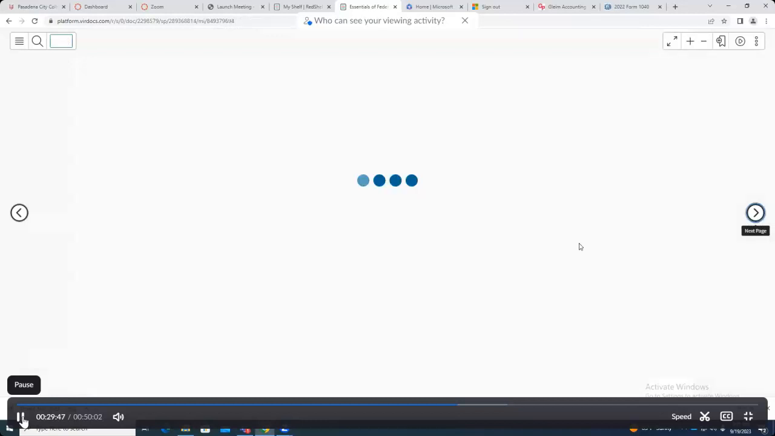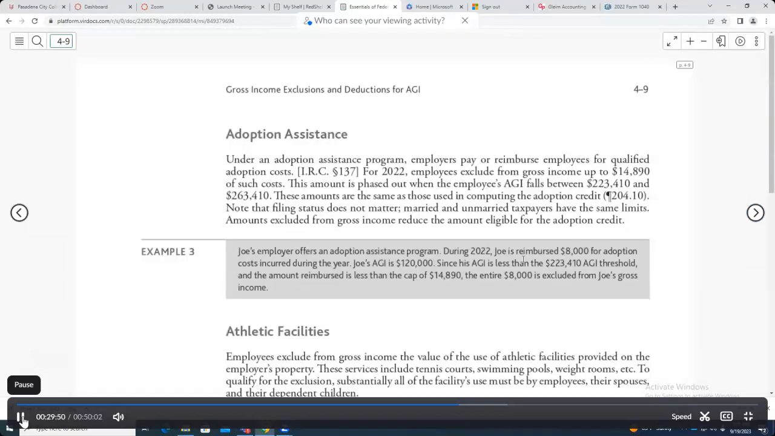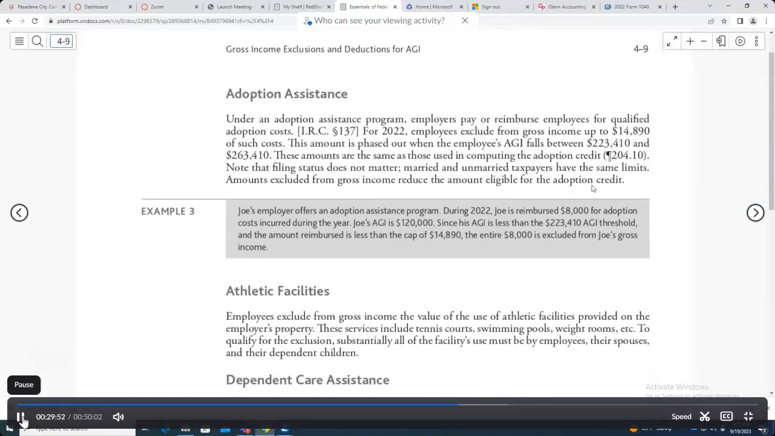Okay, so adoption assistance as of 2022 is up to $14,890, and that is tax-free under an adoption assistance program by the employer. So Joe's employer offers an adoption assistance program during 2022. So they have to do this for everyone, okay?